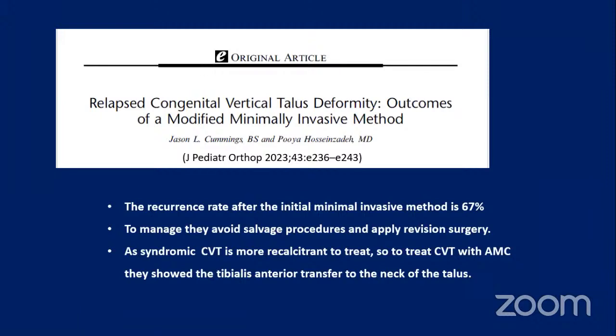And there is a paper published in the Journal of Pediatric Orthopaedics in 2023. They showed that recurrence after the initial minimally invasive surgery is 67%. And they avoid the salvage procedure and apply revision surgery. They said the revision surgery involves repeat casting, primary talonavicular joint pinning, and Achilles tendon tenotomy first. Second is soft tissue release. Third is open reduction and talonavicular capsule release, and tibialis anterior transfer to the talus neck. But after that, they also showed radiological recurrence after revision surgery. They also showed that syndromic congenital vertical talus is more difficult to treat. So to treat that, they showed the tibialis anterior transfer to the neck of the talus.